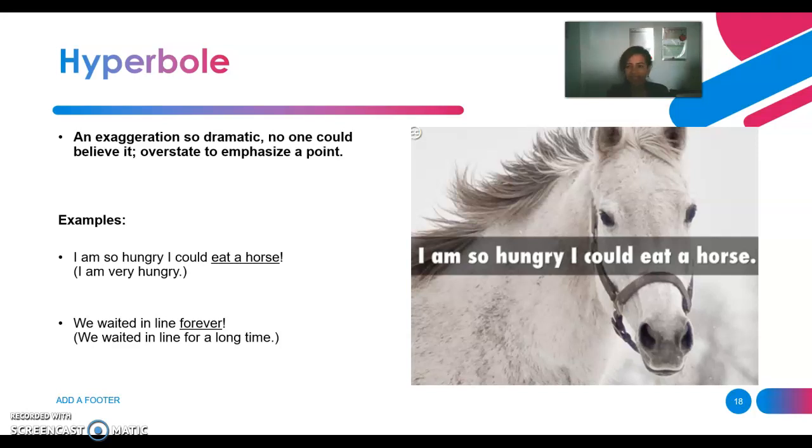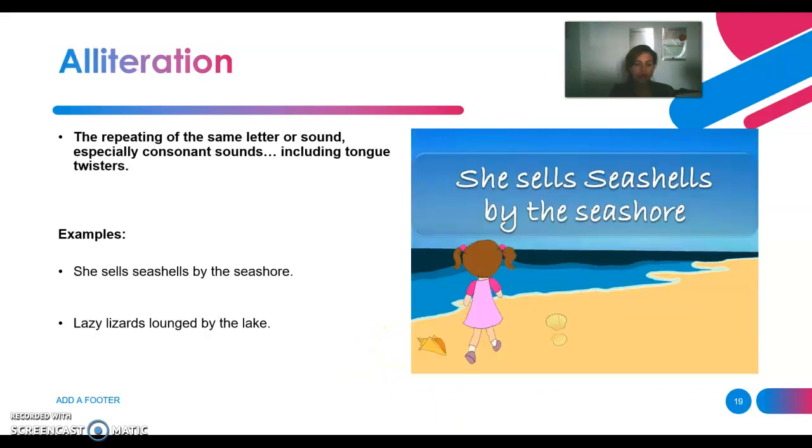And then the next example is, we waited in line forever. Which means we waited in line for a long time. Very good. Let's move on. Then we have alliteration.